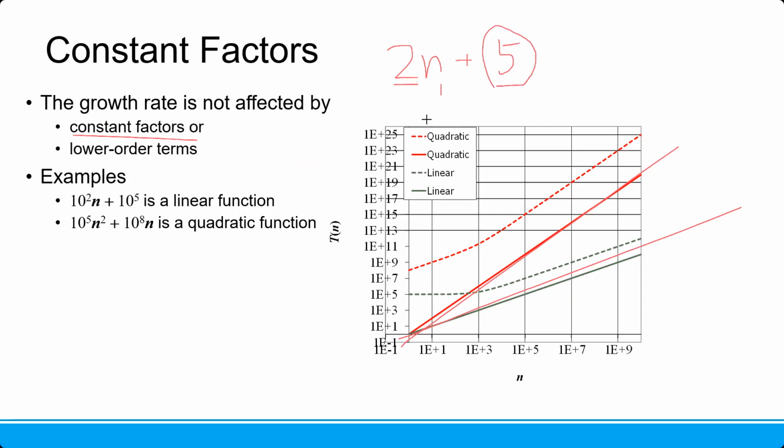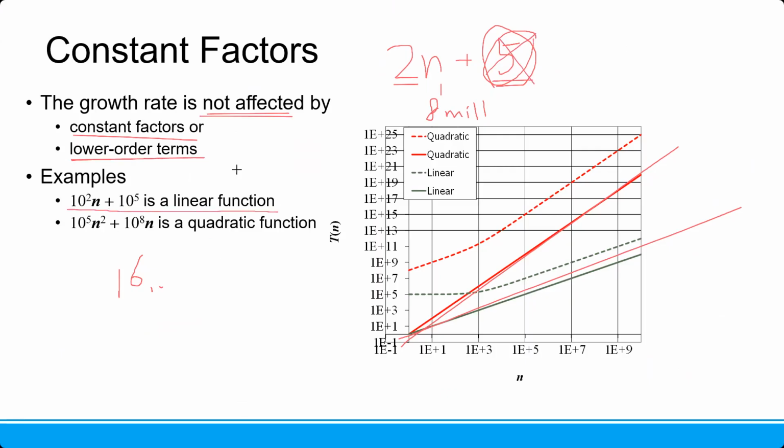When you have n equals to 8 million, what happens? 2 multiplied by 8 million, it means 16 million plus 5. Nothing. It's very small. So usually, it is not factored because this number is very small. And we also say that the lower order will not affect it. What does it mean by lower order?